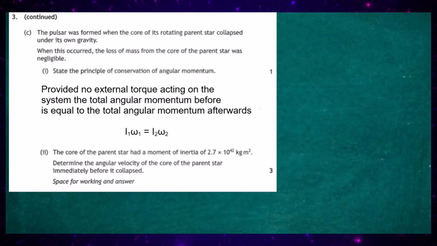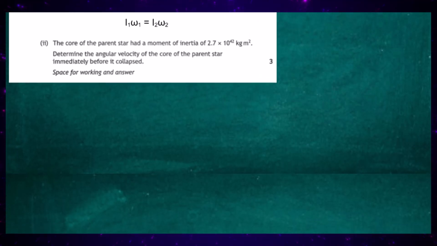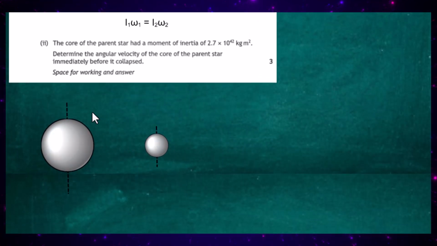And we have to determine the angular velocity of the core of the parent star immediately before it collapsed. Well, to do that, we have to do a little diagram, which you can do on here. So we'll draw the diagram here, and we'll bring in the parent star, which is going to be rotating round, and also the collapsed star into the pulsar here. Now, what was the information before?